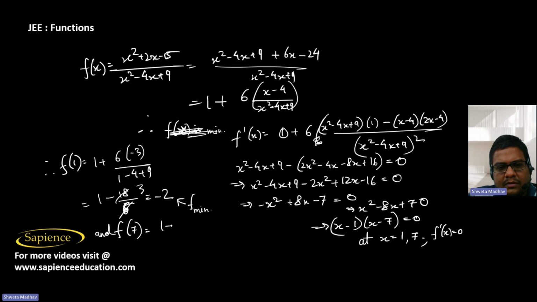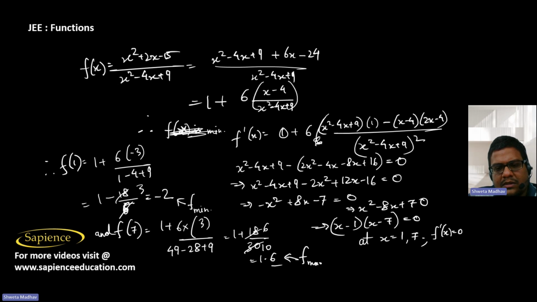f of 7, that will be 1 plus 6 into 7 minus 4, that is 3, divided by 7 square 49 minus 4 sevens are 28 plus 9. So this will be 1 plus 18 divided by 58 minus 28, that is 30. So this is 3 10, so 30 3 6 18. So this is 1.6. So therefore this is the maximum value of this function f.